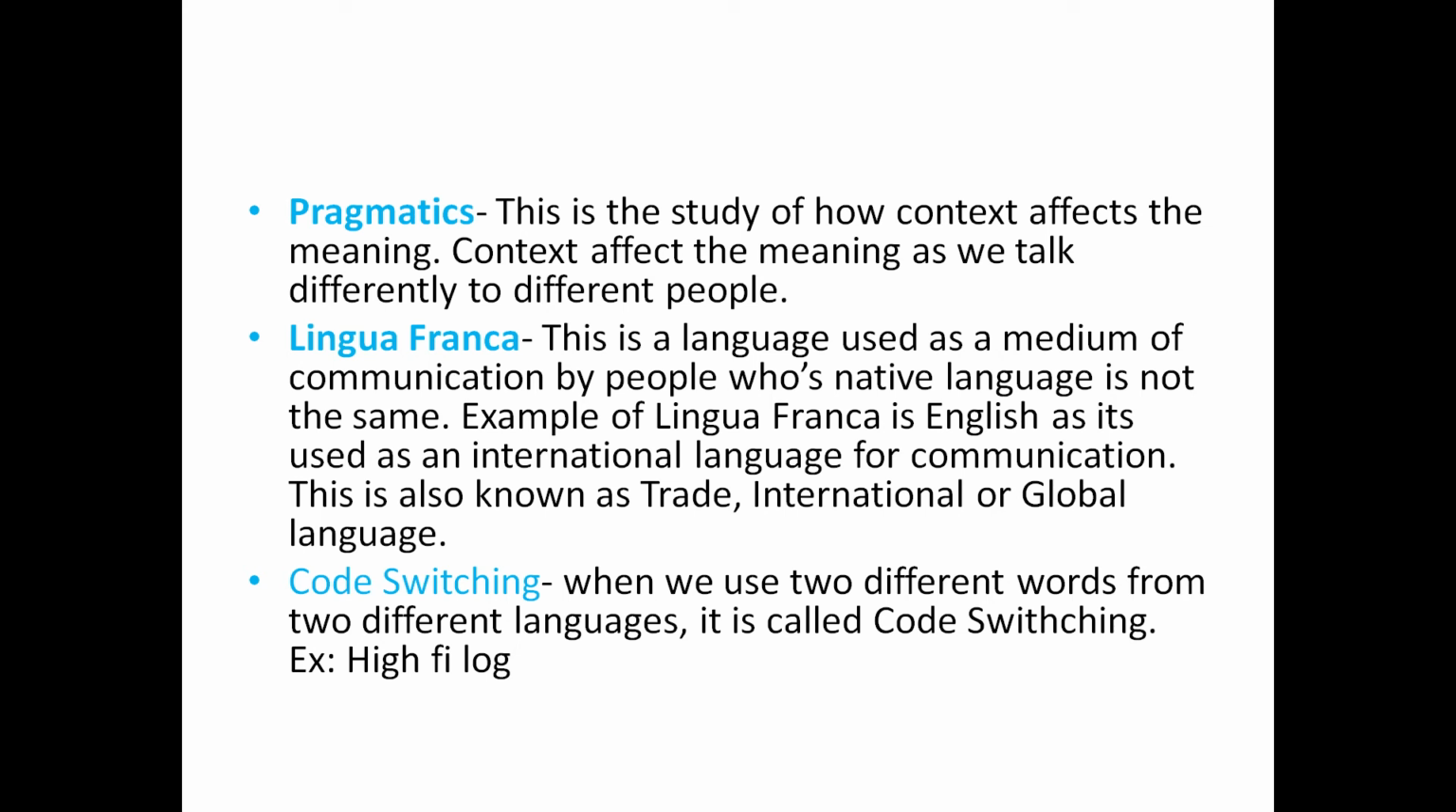Then code switching. When we use two different words from two different languages, it is called code switching. When we are using two different languages in a single sentence, this is called code switching. For example, high fi log. High fi means highly placed. High fi is an English word and log is a Hindi word. Log means people. This is an example of code switching.